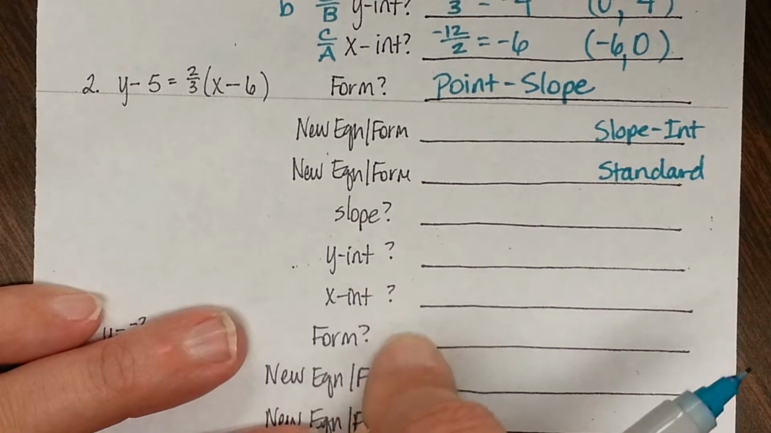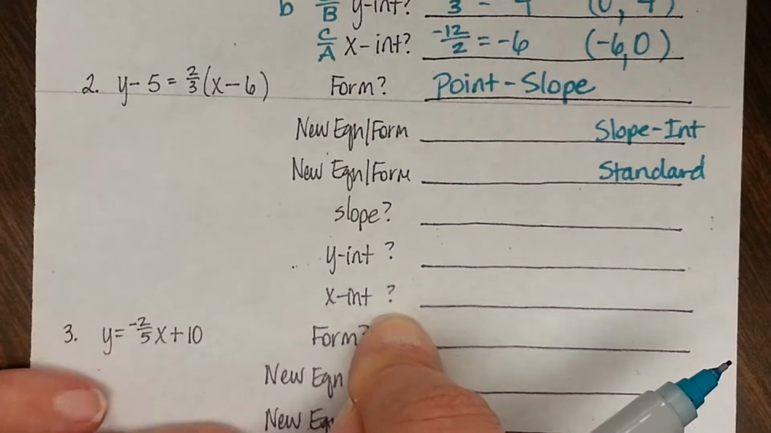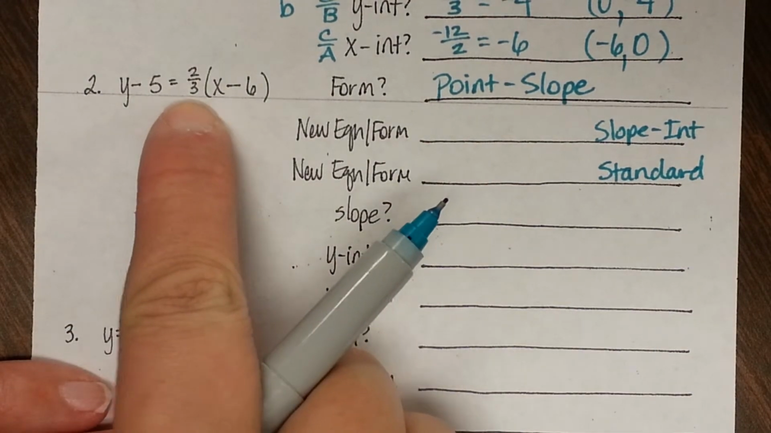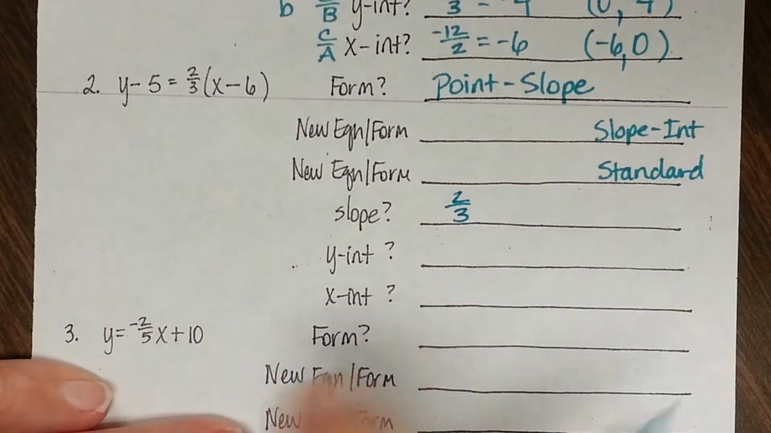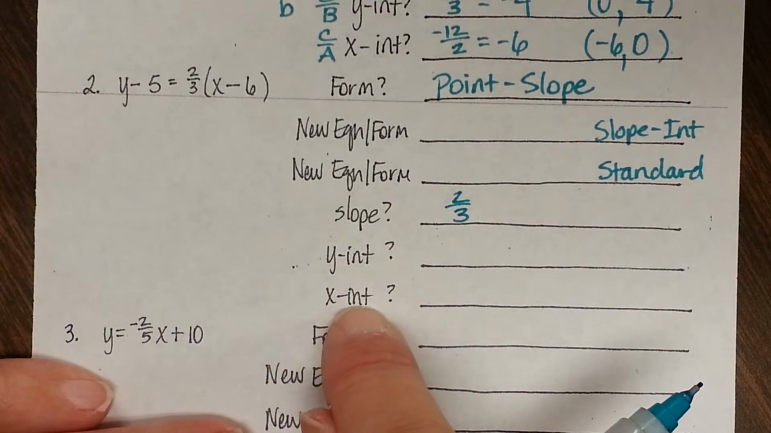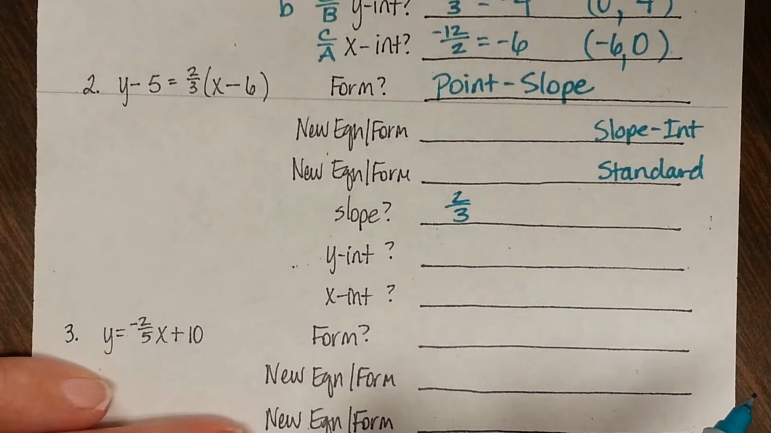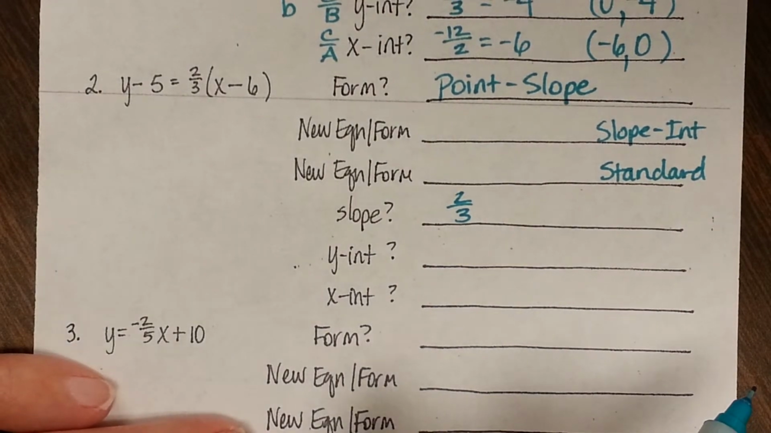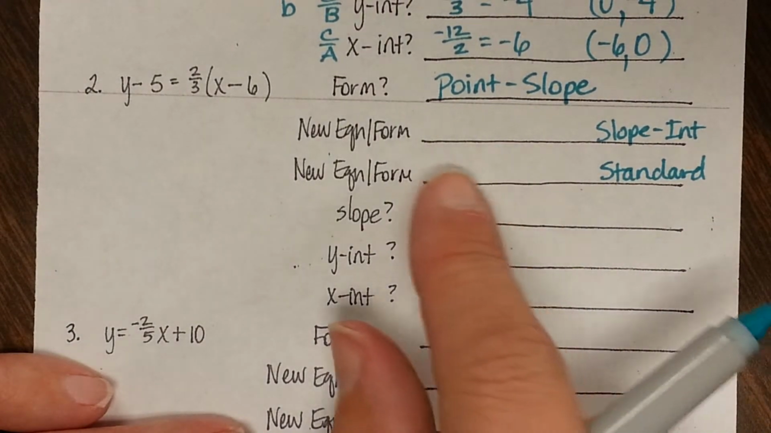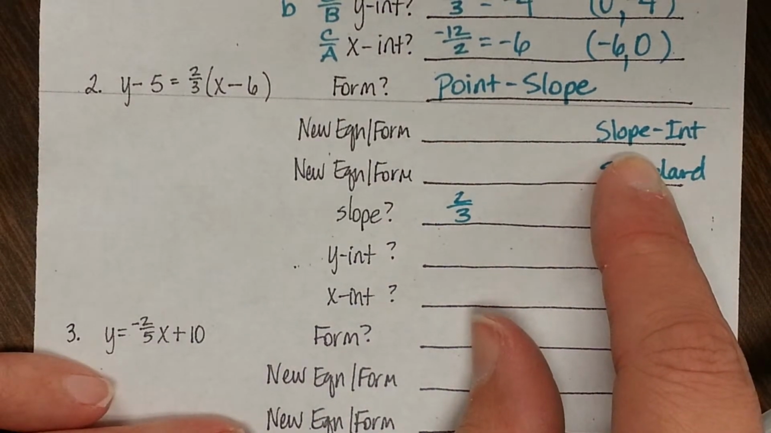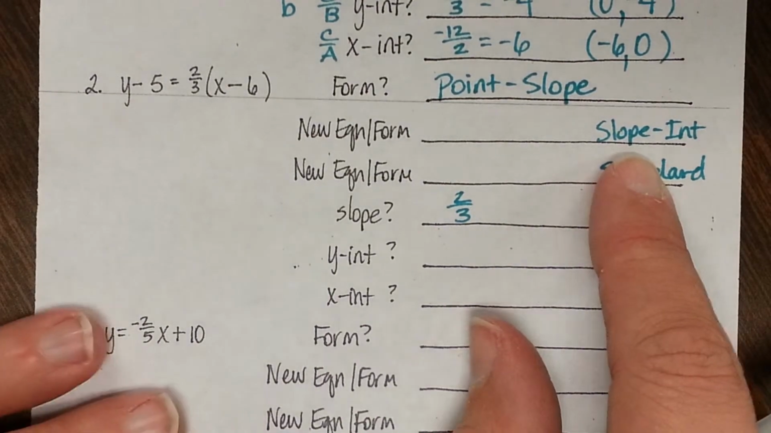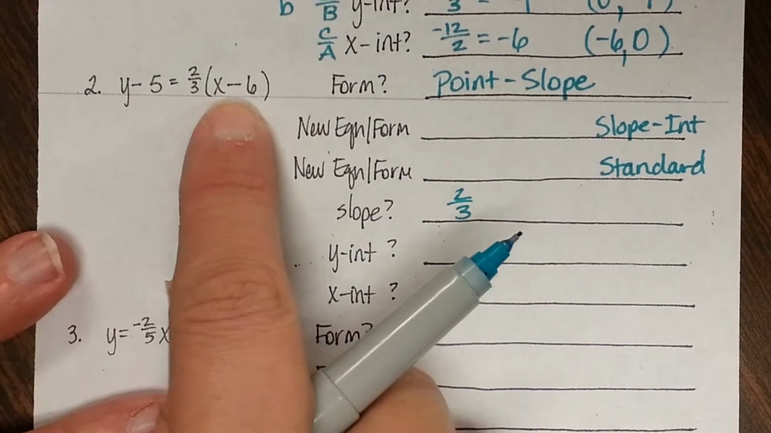Some of the information that I can fill in for these others anyway, I can look up here. My slope is 2/3. I know a point, but I don't specifically know the x-intercept or the y-intercept. So I'm going to let those set for a little bit, and I'll come back to those. For slope-intercept form, I need to solve for y. I need to get y on a side by itself where it's positive. So I'm going to rearrange this to solve for y.